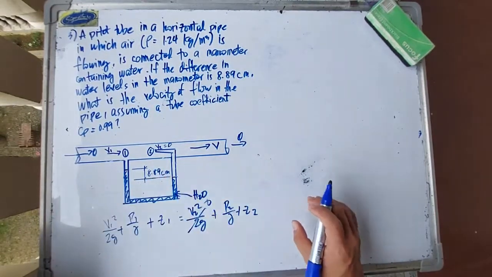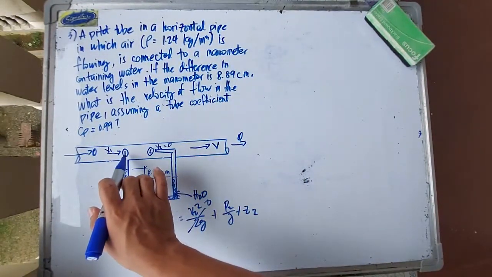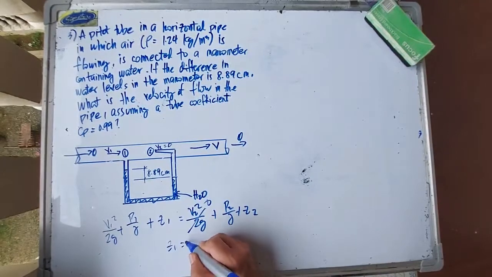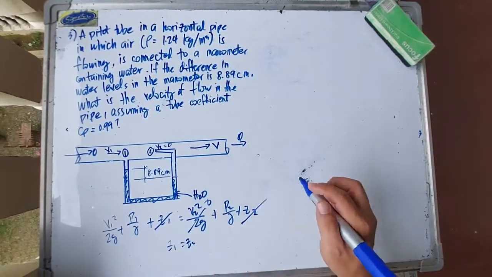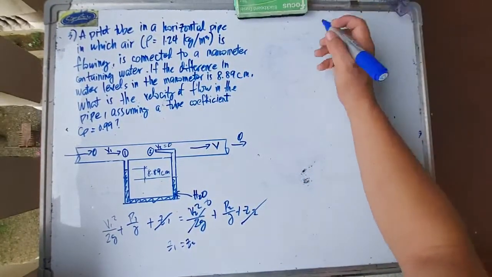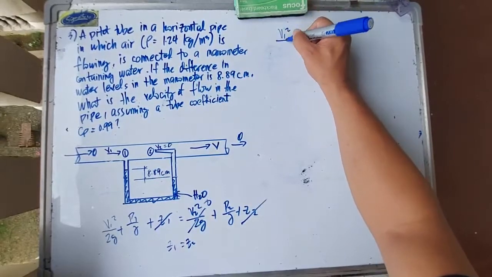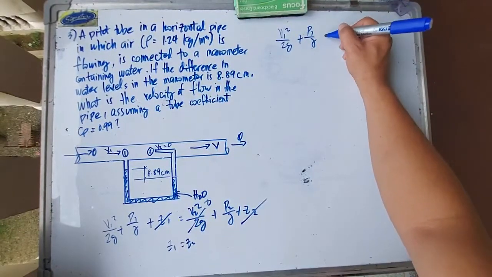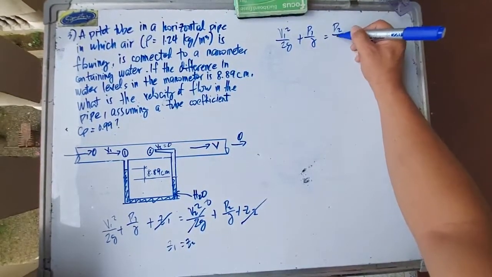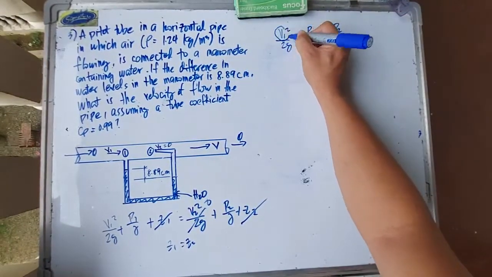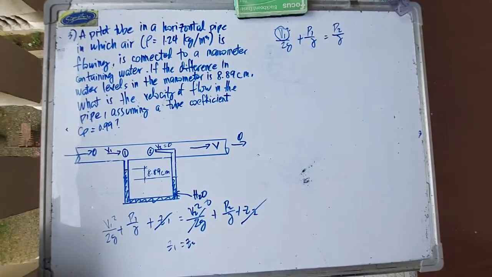And since the pipe is laid horizontally, points 1 and 2 are at the same level. They have the same elevation, which makes Z1 and Z2 equal, so they cancel. We are left with this equation: V1 squared over 2g plus P1 over gamma is equal to P2 over gamma. That's it. We are solving for V1, the theoretical velocity inside the pipe.